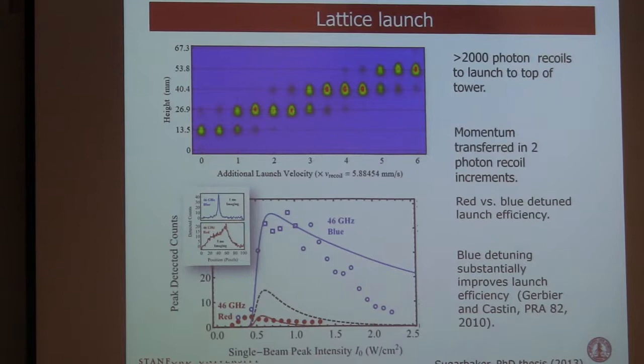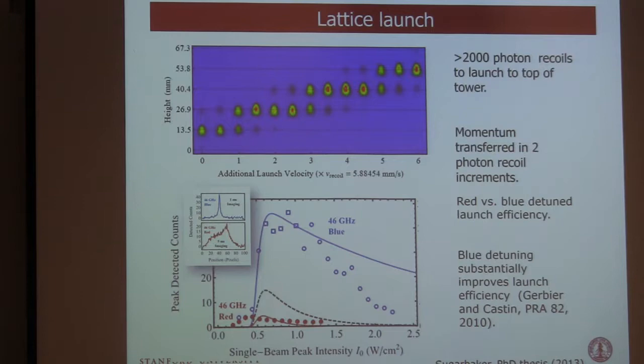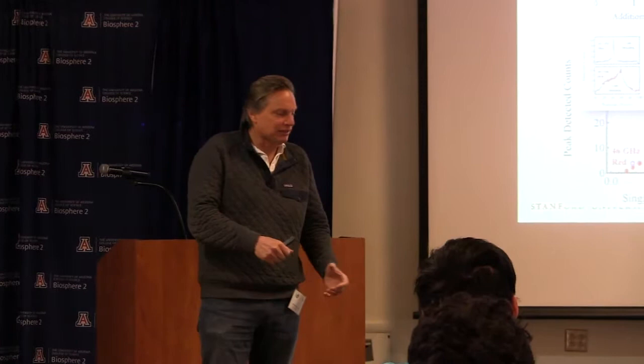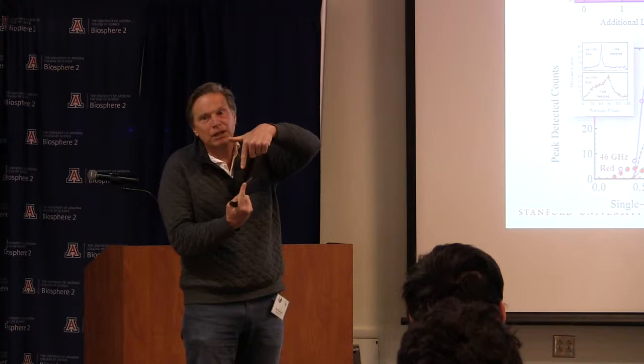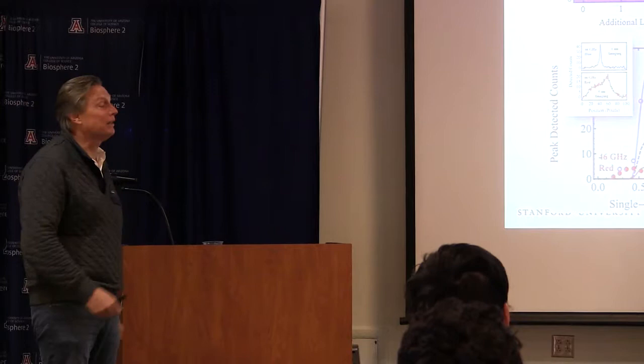Launching the atoms. This is cool. So you load atoms into the lattice, you make the lattice run with respect to the lab frame, and you think of it classically as the atoms being in a washboard potential. The washboard potential is moving because you have a frequency chirp between the up and down beams, and that pulls the atoms up. By controlling precisely the frequency difference between the two beams, you should be able to launch them at any speed you want.